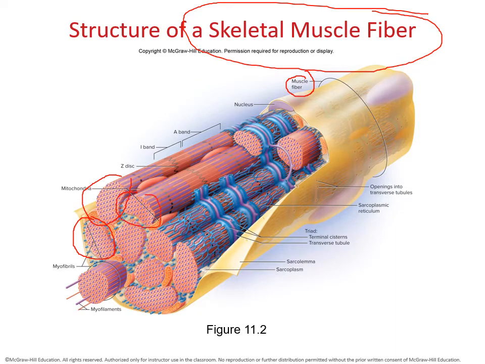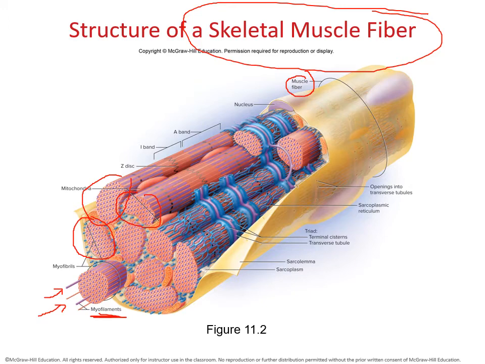And within them, you're going to notice that they went ahead and did the color code. You have the little red line and the thicker purple line. Those are going to be your myofilaments. Now, the myofilaments are what create the striations. So when you look at the muscle under the microscope and you see those little lines alternating, those little lines are called myofilaments.